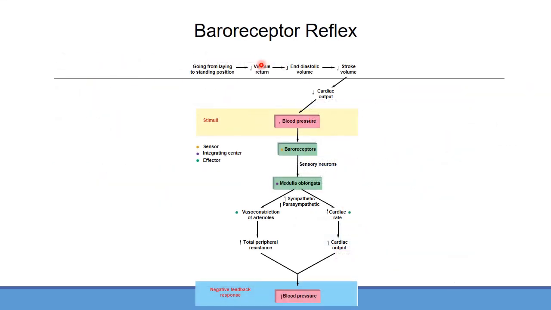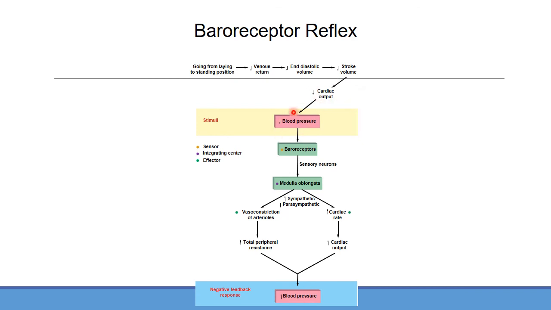Okay, just another picture showing you again, this is really important for acute changes in blood pressure as well. Say for instance you're going from laying down to a standing position, you have decreased venous return as you have pooling occur in the legs and whatnot. That's going to decrease your end-diastolic volume, which will end up decreasing stroke volume, as we know how that factors into that. So your cardiac output drops.